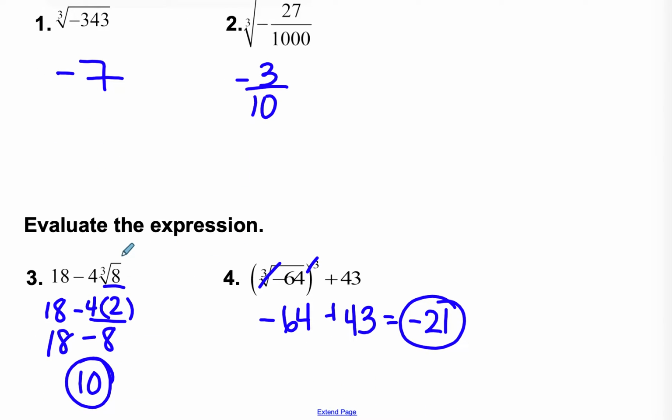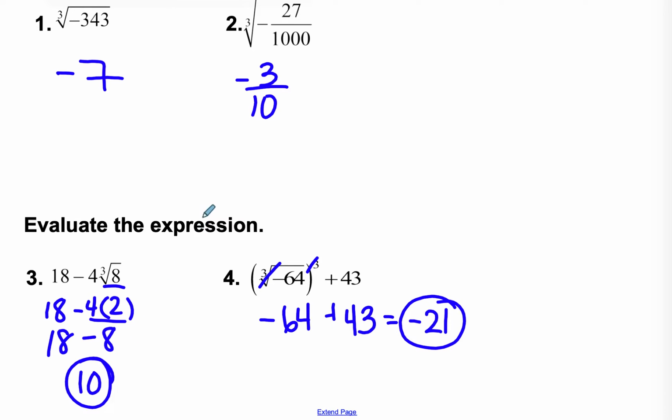All right, for number 3, we do the cube root of 8 first, which is 2. Then after we do that, we have to do multiplication as our next step. 4 times 2 is 8. Or you could have made it plus negative 4, negative 4, then we have negative 8. 18 minus 8 is 10.